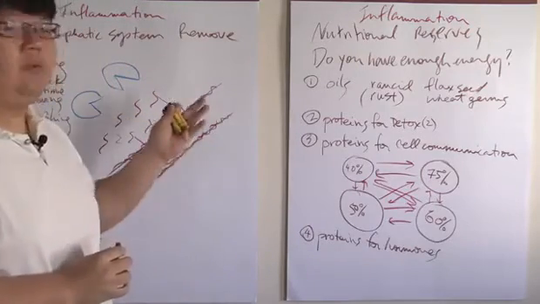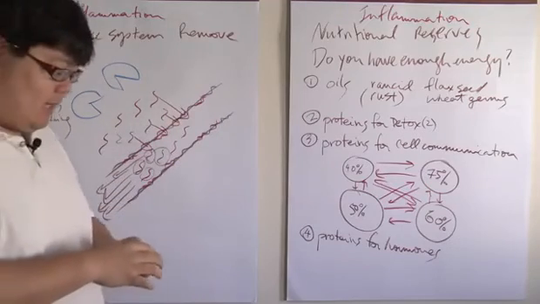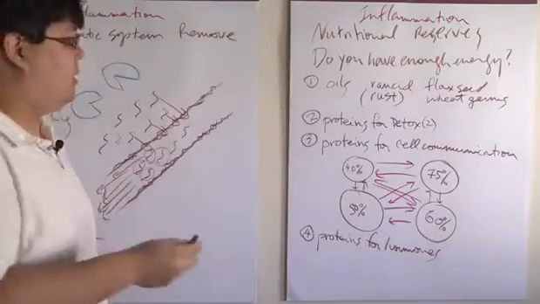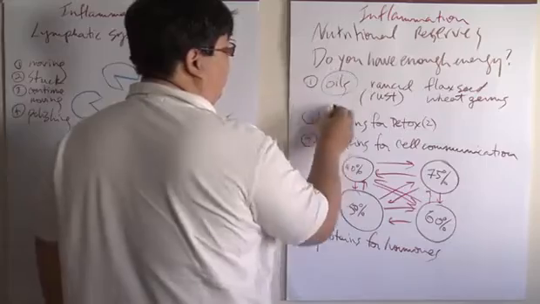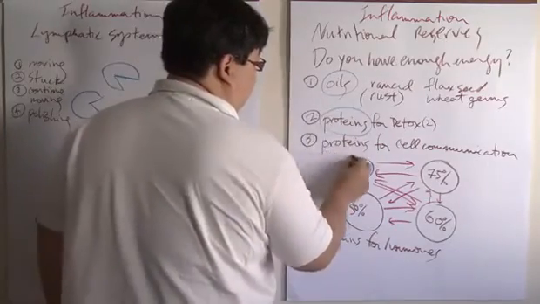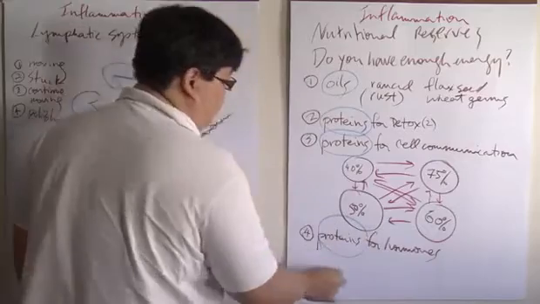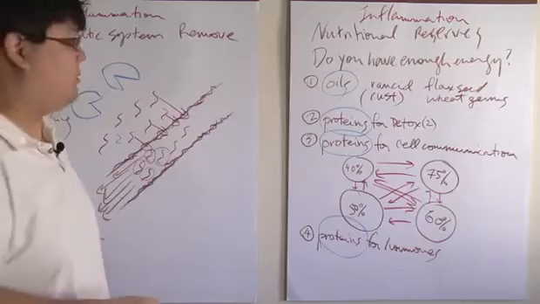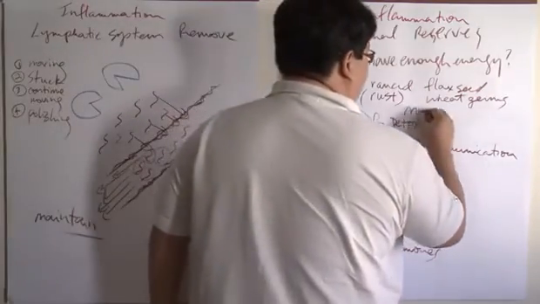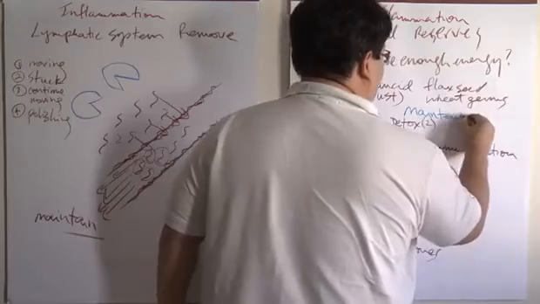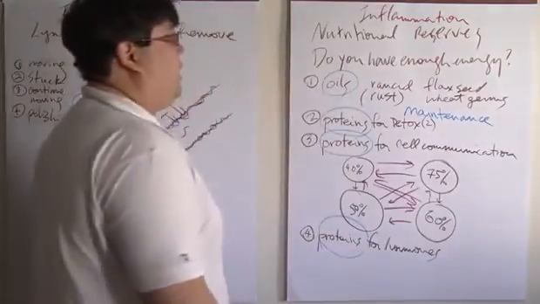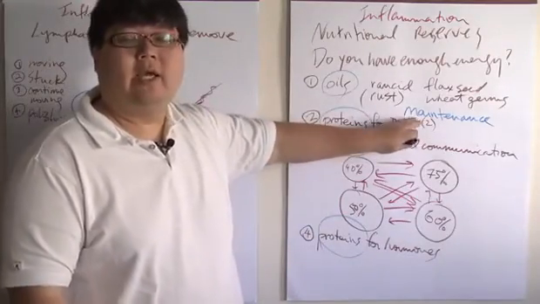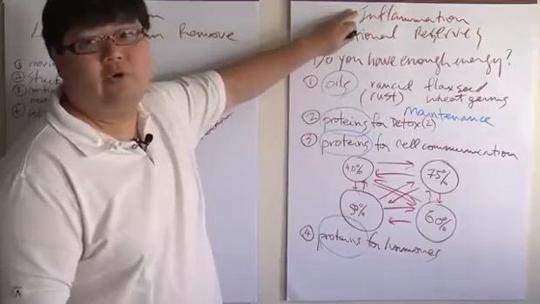Okay. The reason why I'm saying this is because this is what your body needs to remove inflammation. But the body also uses the oils, the proteins, the other proteins, and these proteins. They use them to maintain normal function. So when we're looking at maintenance, does your body have enough of these to maintain normal function? And does it have enough to remove inflammation?